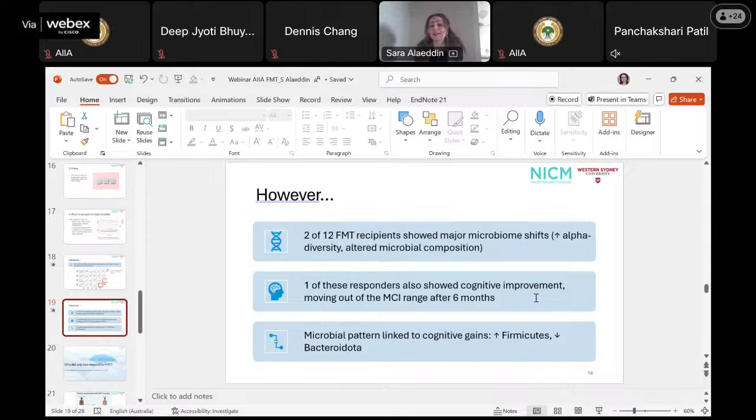I did see that she was the only participant where we saw a significant shift of the firmicutes to bacteroidota ratio, so more firmicutes, less bacteroidota. And the interesting thing is that such a pattern has been linked to cognitive improvement in the literature before. So I think this might be something to look into later.